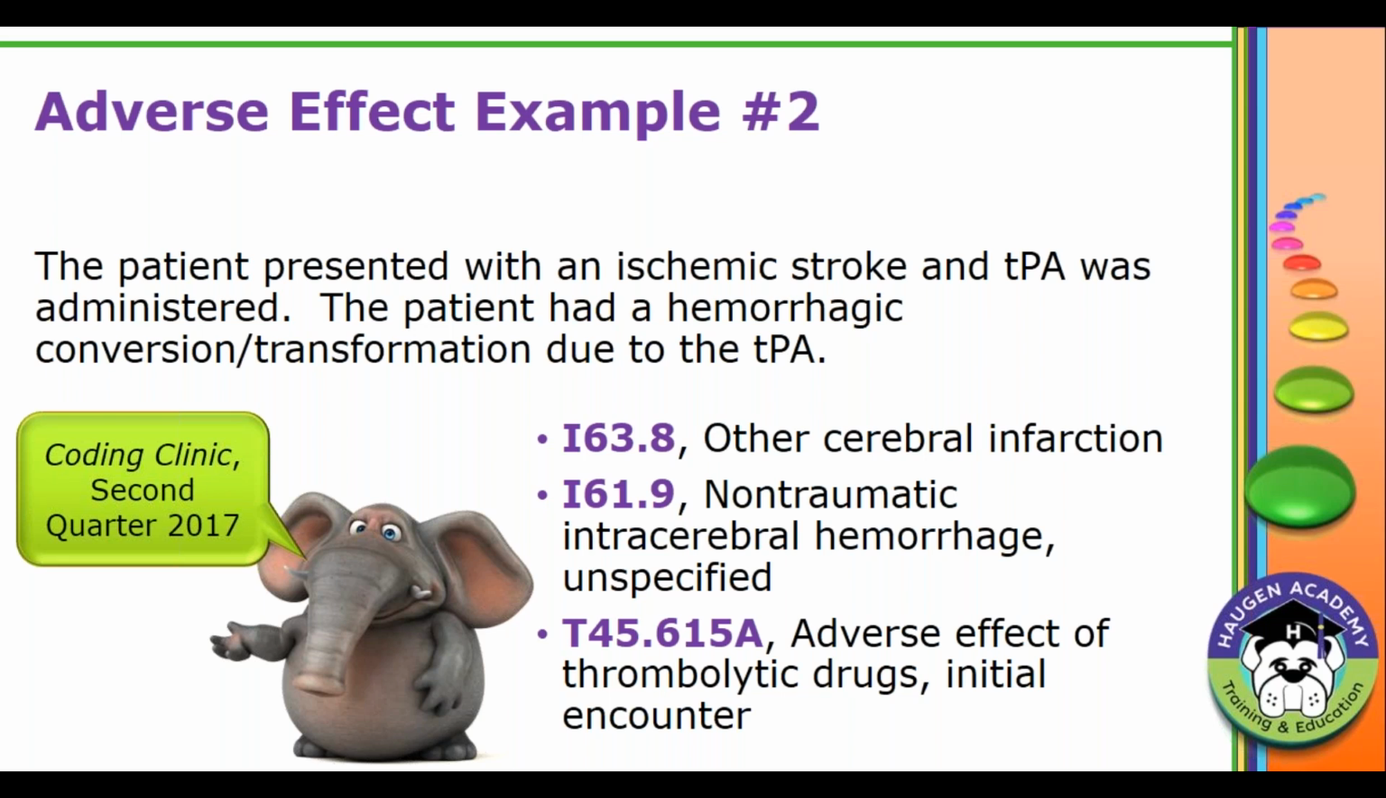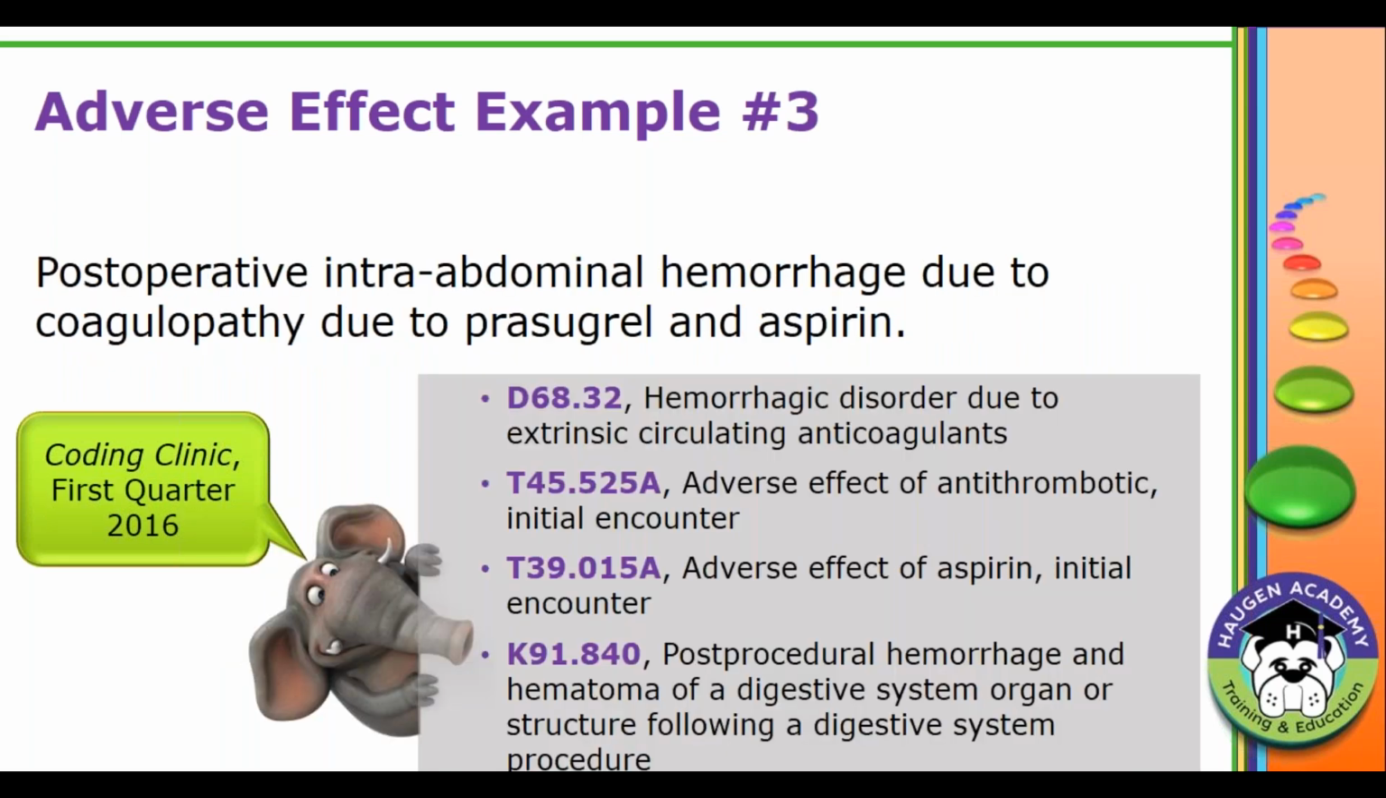The second example, a patient presented with an ischemic stroke and TPA was administered, and the patient had a hemorrhagic conversion or transformation due to the TPA. This is another example that I pulled from Coding Clinic from 2nd quarter of last year. In this case, you're going to code your manifestation, which is the cerebral infarction. And then we have that it was a conversion, so there are a couple of different strokes to code there. And then you add your adverse effect as a secondary code. So the adverse effects T code is never going to go first.